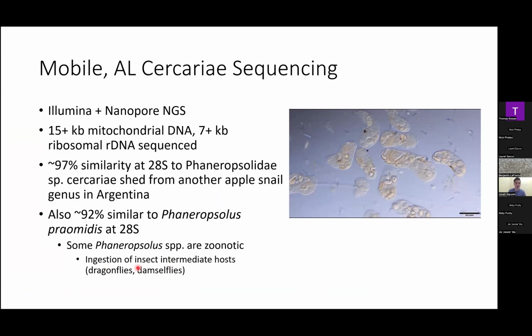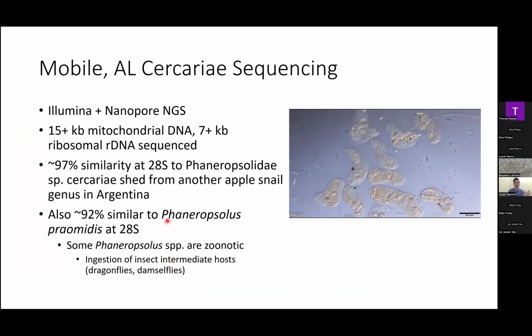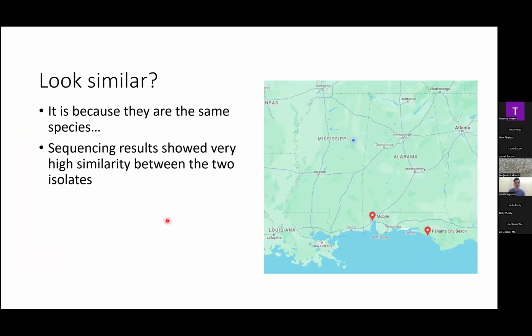Besides for this stuff down here, and some of those things are zoonotic. So these, it's probably not zoonotic, but it's related to things that are. So there's some risks there. I found that also in Panama City Beach. Is it the same thing? It looks very similar. They are the same thing.